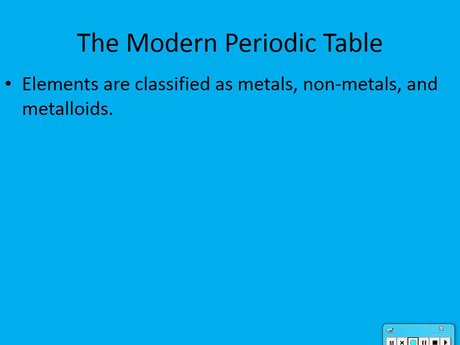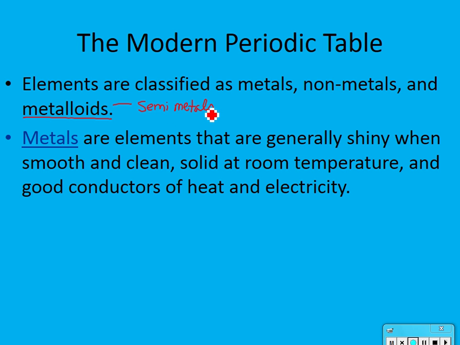Elements are classified as either a metal, a nonmetal, or a metalloid. If you remember from last year, another name we gave for metalloid is semi-metals. So if it's touching the staircase, we call them metalloids or semi-metals. So let's talk about the metals. The metals are below the staircase in the periodic table. This is most of the elements of the periodic table. So let's talk about them.